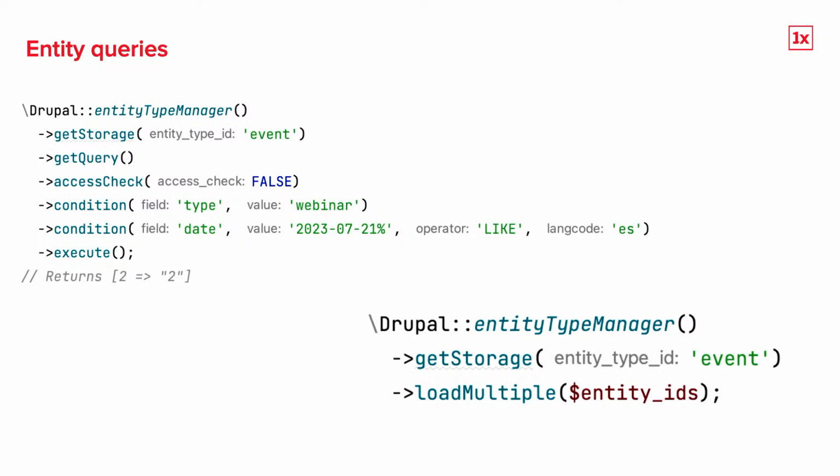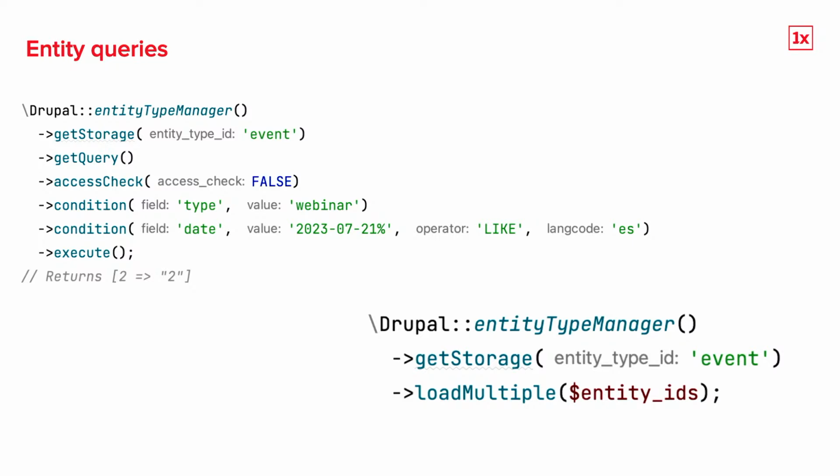For us, the first is the field that we are querying, and then it's the value against which we are querying. In that case, we want to have all the webinars, and that's why we add a condition, type, and webinar. And then if we want to search for a specific date, in that case, we are not saving a timestamp, we are saving a date time, so it's the date.